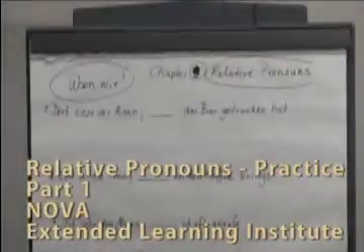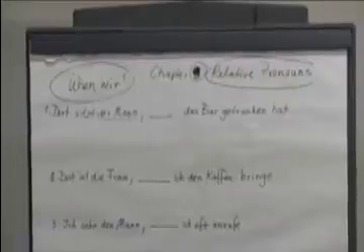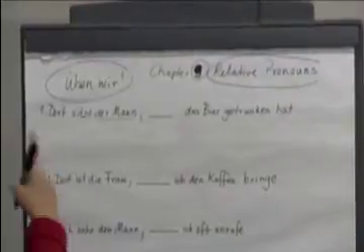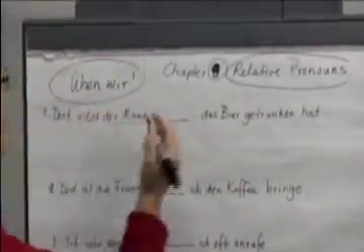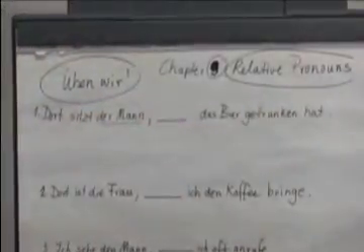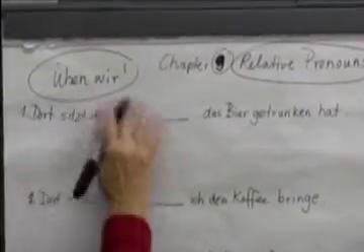Chapter 9. Now let's practice and see how we can analyze these sentences. Dort sitzt der Mann, das Bier getrunken hat. So, this is my relative clause. Now what is missing? This is a complete sentence, right? The man is the subject.